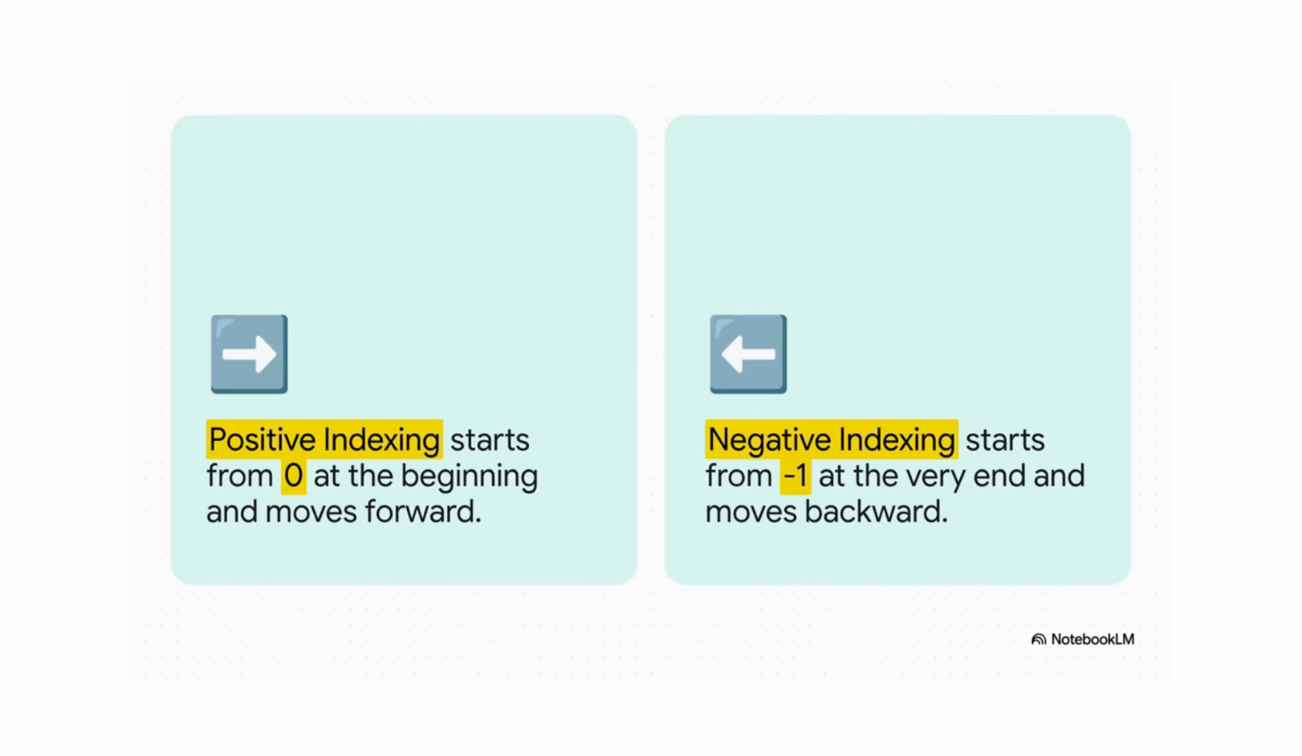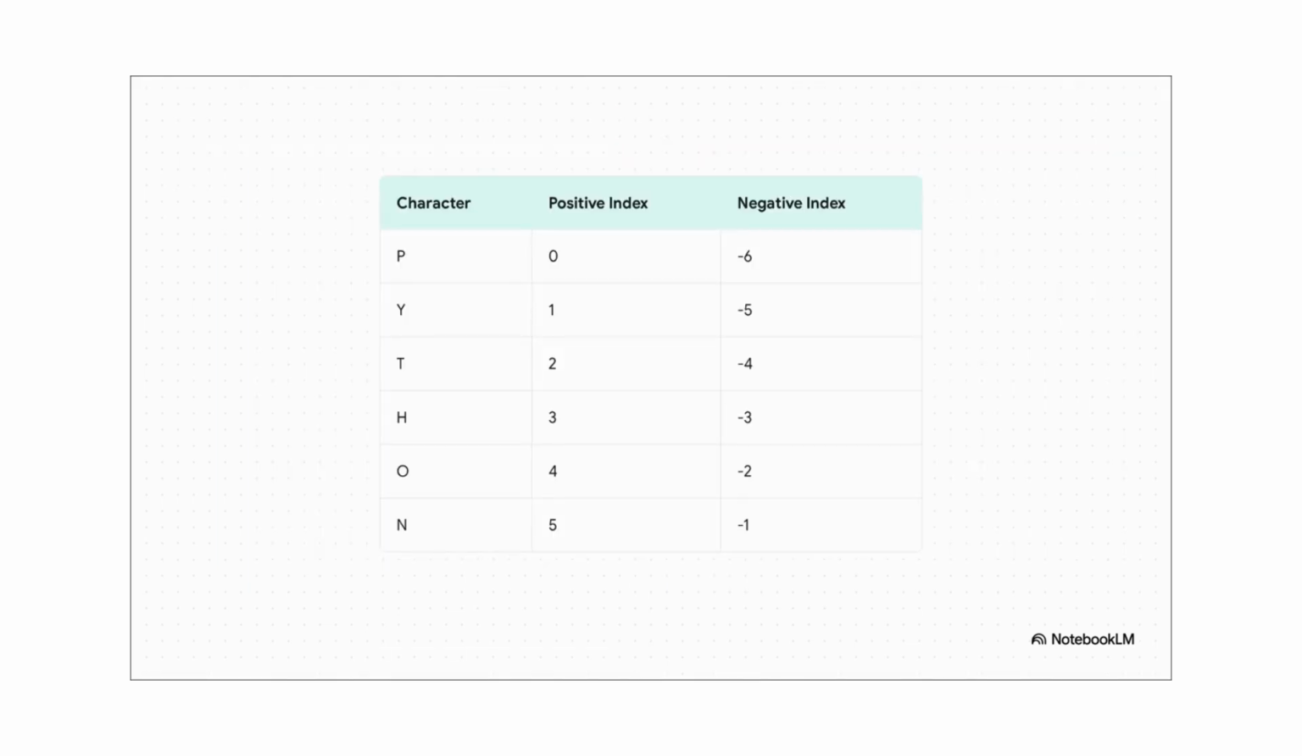Now get this. This is where Python gets really clever. Every character doesn't have just one address, it has two. You can count from the beginning using positive numbers, starting with 0, or you can count backwards from the end using negative numbers, starting with -1. Let's look at the word Python. See that P at the start? It's at index 0. But look, it's also at index -6 if you count from the back. And the N at the end, it's at index 5, and it's also at index -1. This whole dual address thing is what makes slicing so incredibly flexible.